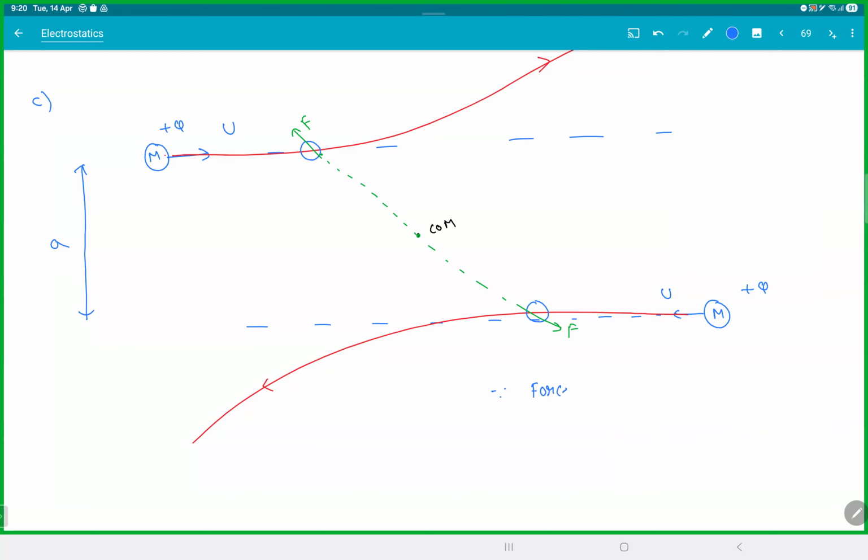Since the force between charges passes through the center of mass, you can conserve angular momentum about the center of mass. Therefore, torque about the center of mass is zero, and angular momentum about the center of mass is constant. That's the first thing. You can conserve angular momentum. And anyway, you can conserve energy.